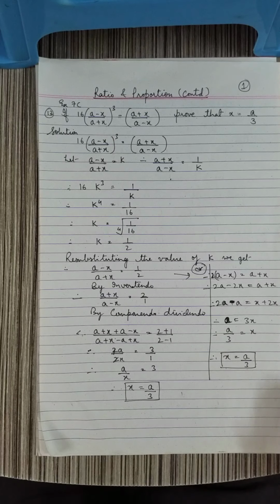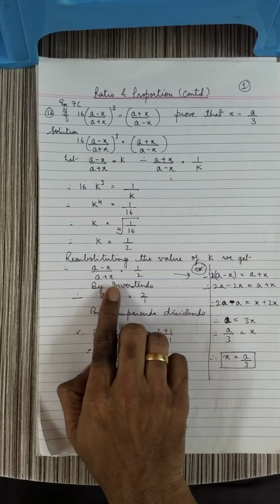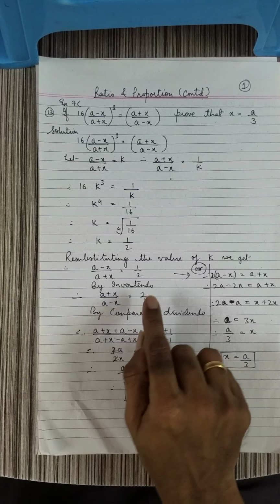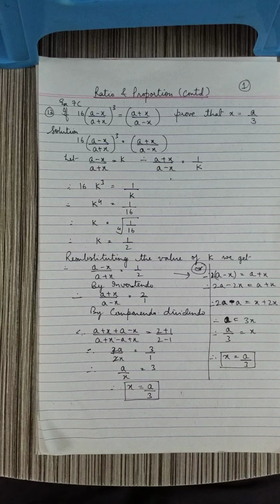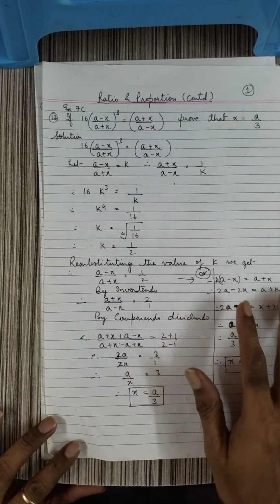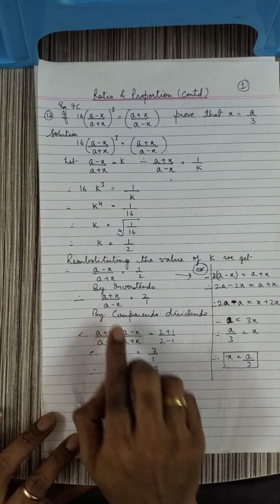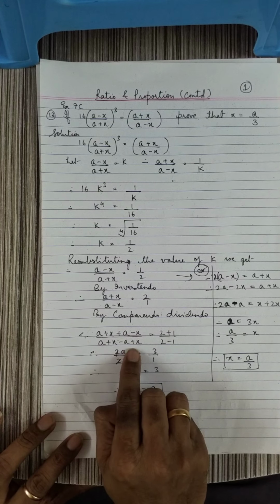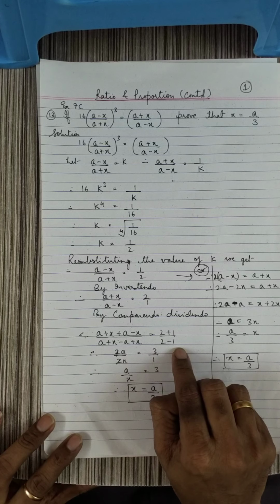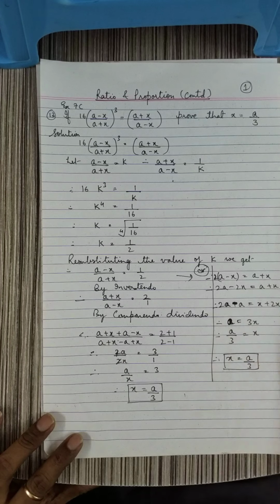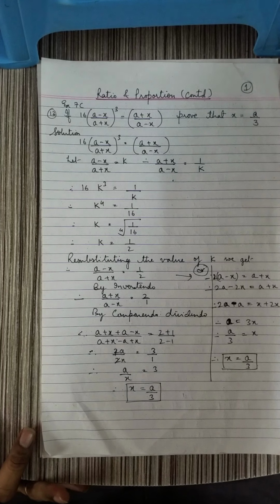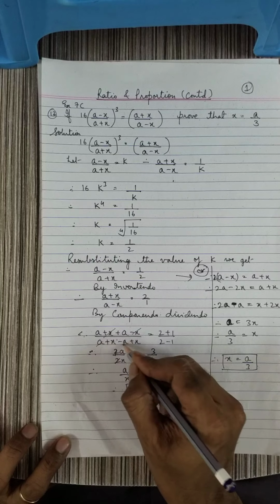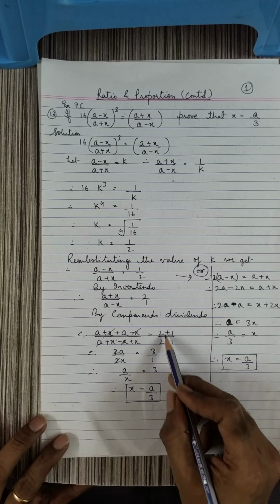Then we resubstitute the value of k, and we get a minus x upon a plus x is equal to 1 upon 2. Then by inverting, we get a plus x upon a minus x is 2 upon 1. Then we can do componendo and dividendo. So a plus x plus a minus x, and a plus x, and you have to change the sign of this, minus a minus x, and here 2 plus 1, 2 minus 1. Then here the x will get cancelled, and in the denominator a will get cancelled. X cancelled, a cancelled. So 2a upon 2x is 3 upon 1.